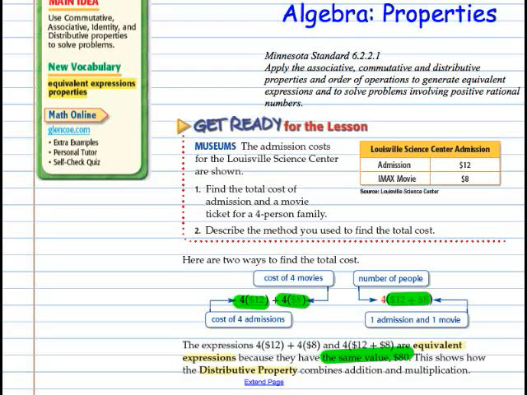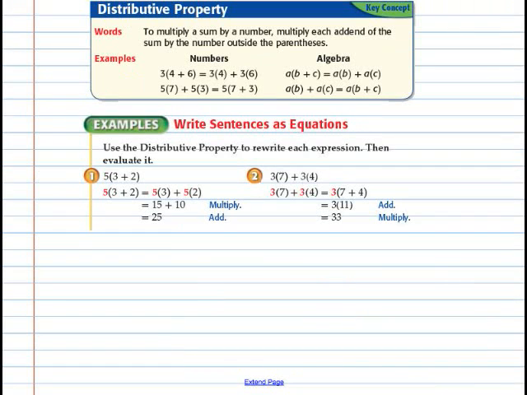This shows how to use the distributive property to combine addition and multiplication. The distributive property says to multiply a sum by a number, multiply each addend of the sum by the number outside the parentheses. So in the first example here, we have the sum of 4 plus 6. So we distribute the 3 to the 4 and the 3 to the 6. We then multiply and then add, rather than add, then multiply. It shows it algebraically. In the second example, the only difference is that they use variables instead of numbers.